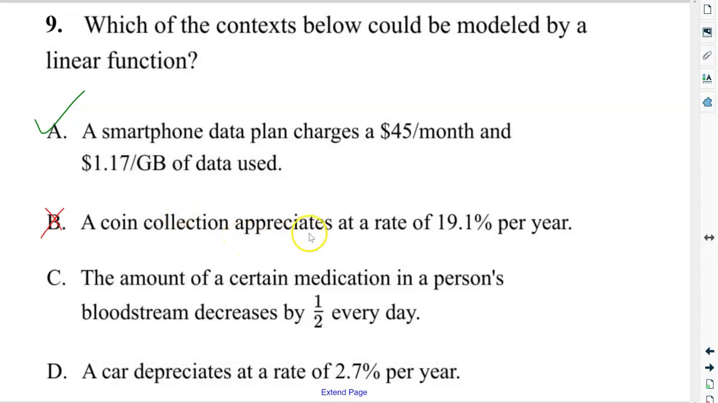B, coin collection appreciates. That's exponential because you've got a percentage here. C, the amount of a certain medication in a person's bloodstream decreases by 1/2, dividing by 2. That's the same as multiplying by 1/2, which means it's exponential. All right, a car depreciates at a rate of 2.7% per year. That's going to be exponential, so it's not linear. So that's a quick little look at some of those problems.